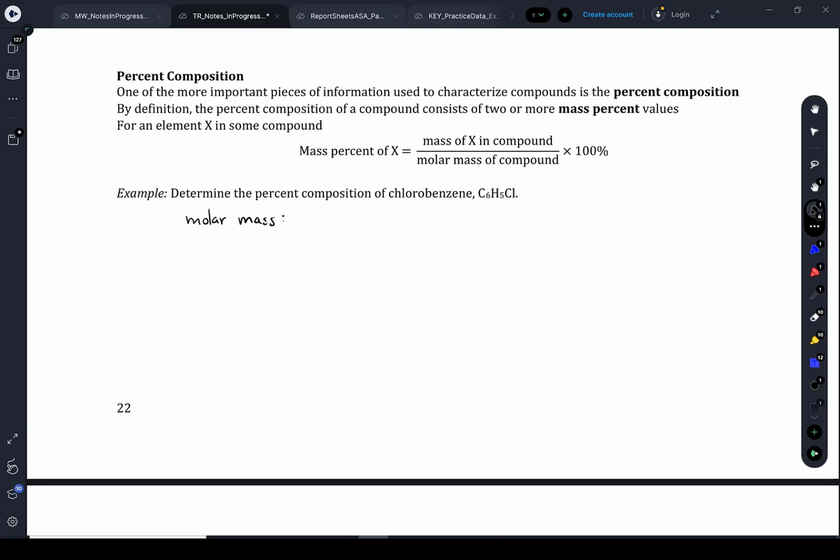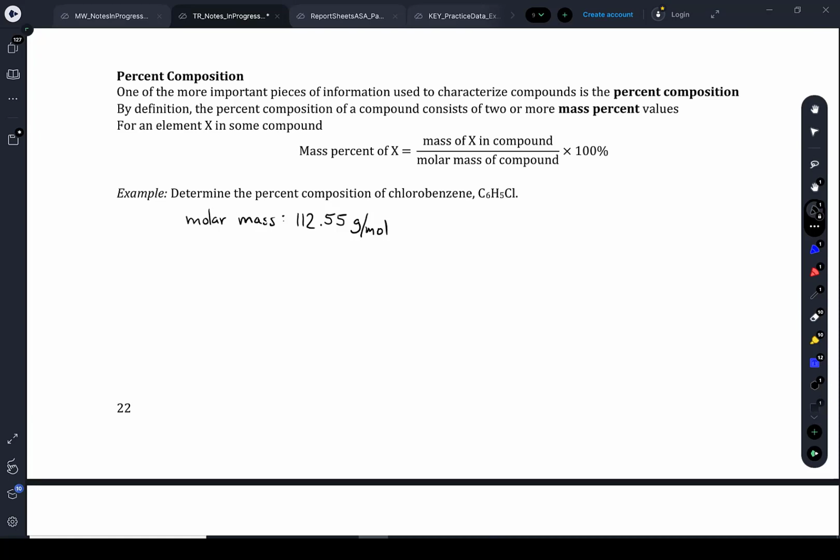So I'm getting 112.55. You want to be very careful not to make errors on these things because they will then mess up the whole rest of the problem. Say fully about 20% to 30% of errors are mistakes on molar masses. So if there's ever time at the end of an exam, always double check your molar masses.